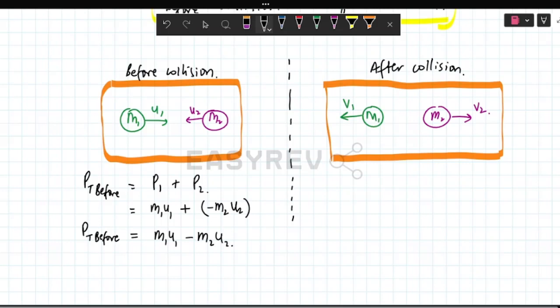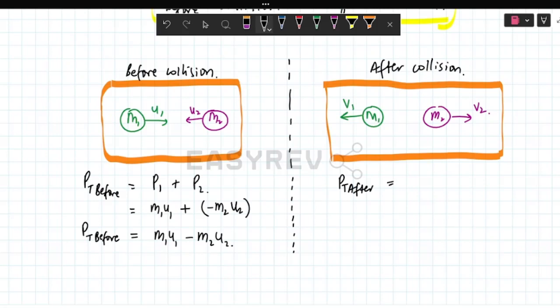Let's see what we get for the total momentum after collision. In fact, I want you to pause this video and give it a try. Now let's see what we get. It'll be the same, of course: momentum of ball 1 plus momentum of ball 2. But this time for ball 1, you have a new velocity that not only has a new magnitude of v1, but also has the opposite direction. So this time the momentum of ball 1 will be minus m1v1, plus, for the second ball, just m2v2. So now we have the total momentum after collision.